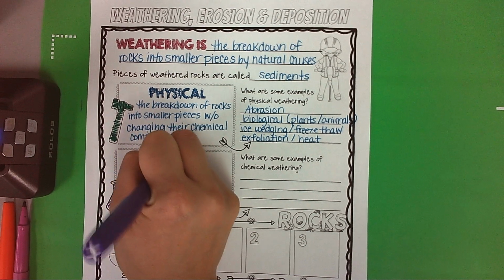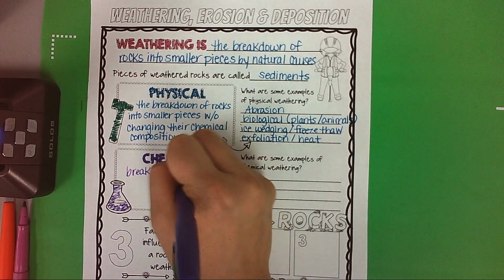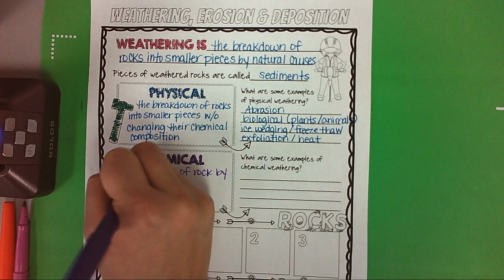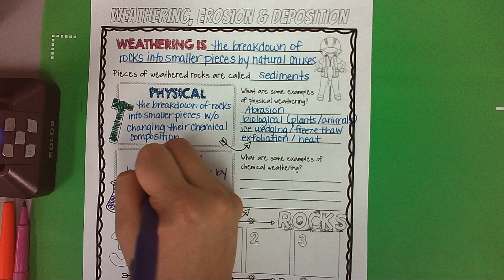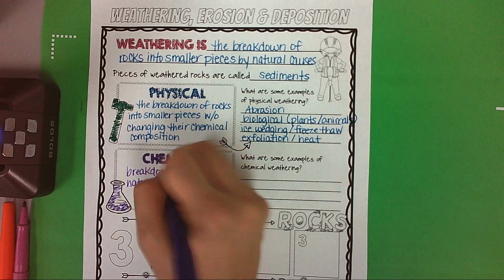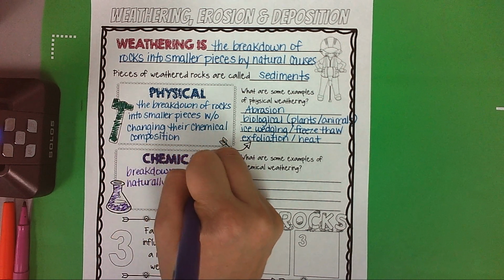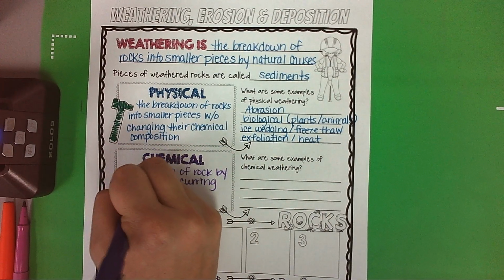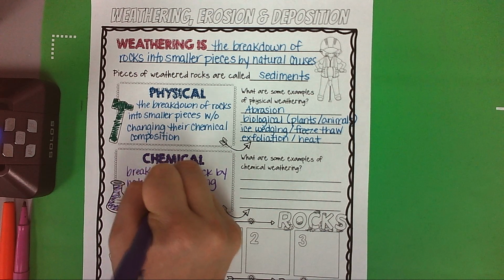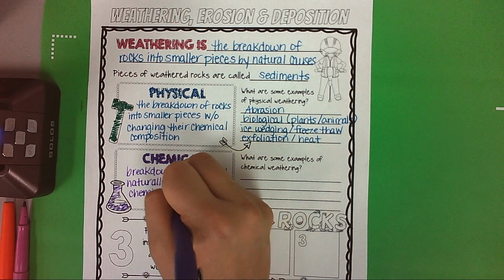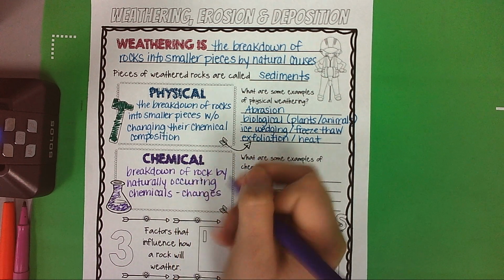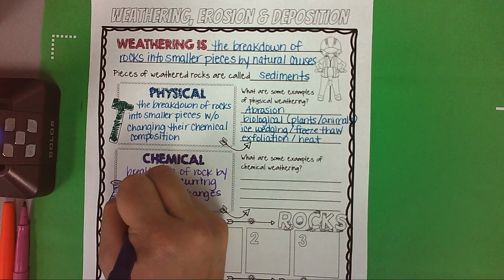Alright, so it's the breakdown of rock by naturally, a lot of this is naturally, this is not human done, okay, human action. Naturally occurring chemicals. So it doesn't have to be like the vinegar we use in our experiments, okay? This would be stuff that is in nature, but it breaks the rock down.